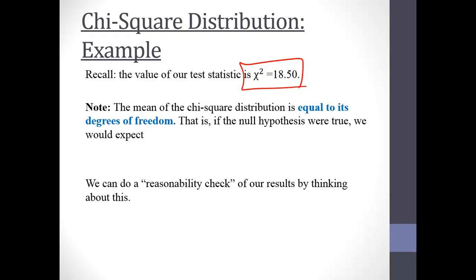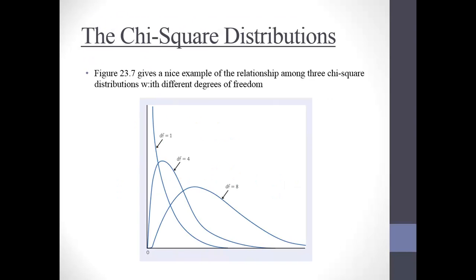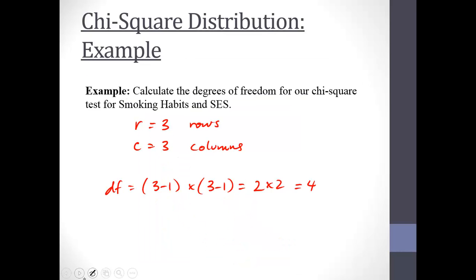For the chi-square distribution, the mean of that distribution is equal to its degrees of freedom. So if we go back to this picture and look at the degrees of freedom equal to 8. My x-axis is not labeled here, but let's say here's 5, and here's 10. The mean of this curve is going to be right here at 8. It's right skewed, so it's not going to be right in the middle anymore. But the mean of this curve is equal to its degrees of freedom. So just keep that in mind.